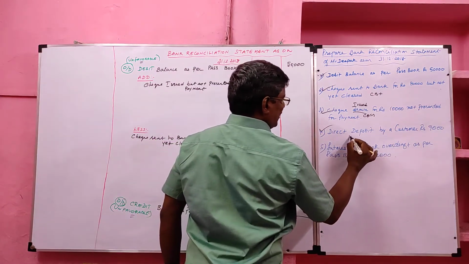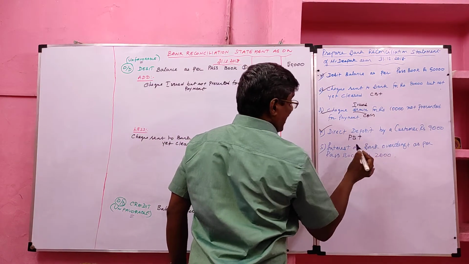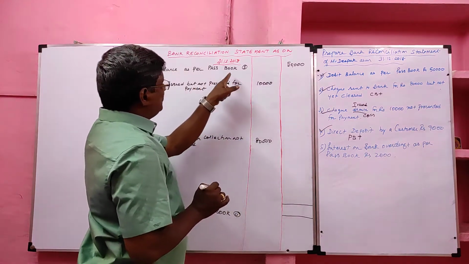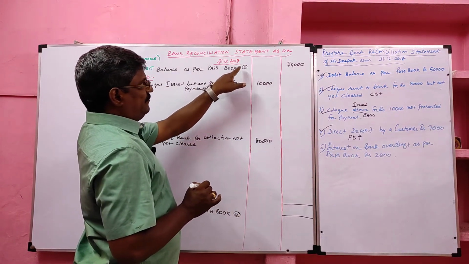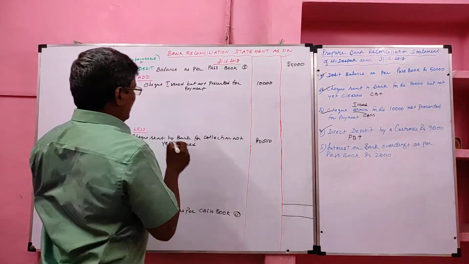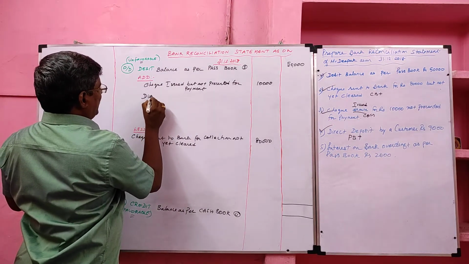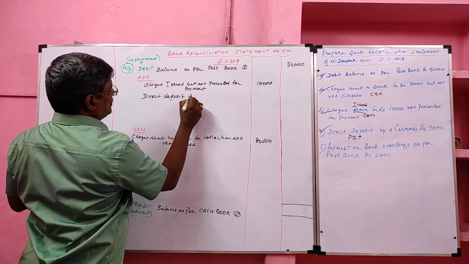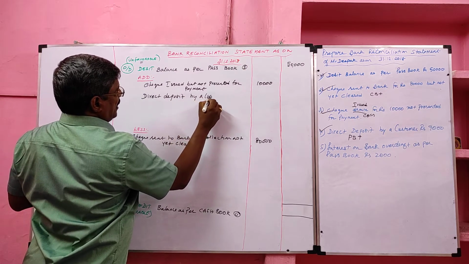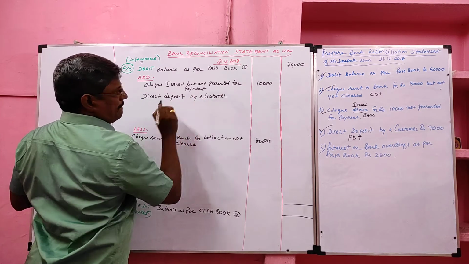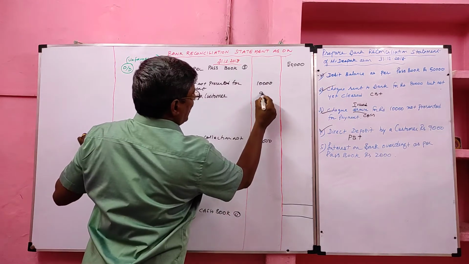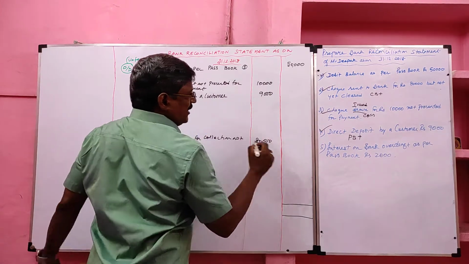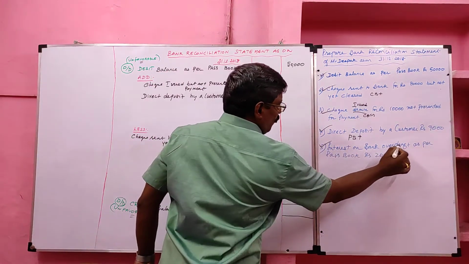Okay. Direct deposit by a customer. This transaction took place in the passbook. It was added in the passbook. Passbook is the starting point, so we should give the same effect. We have to add direct deposit by a customer. Value 9,000.